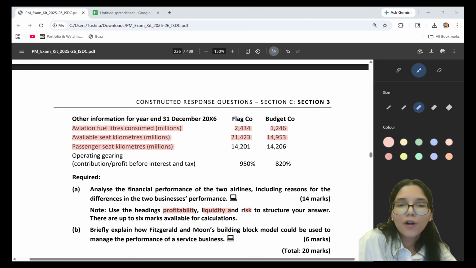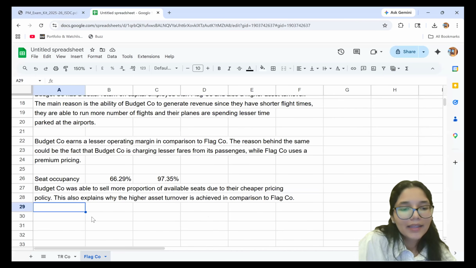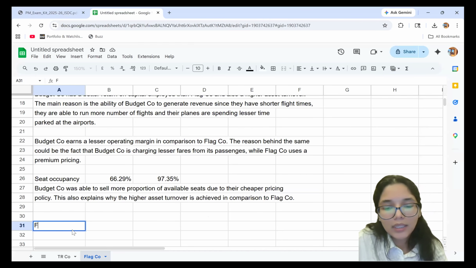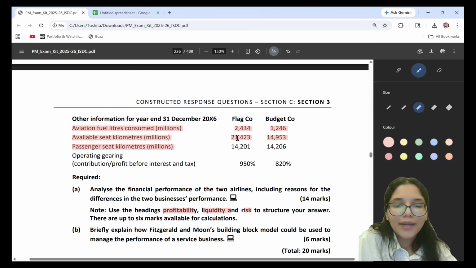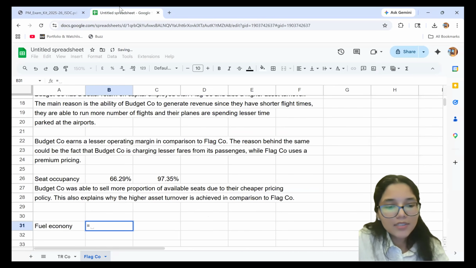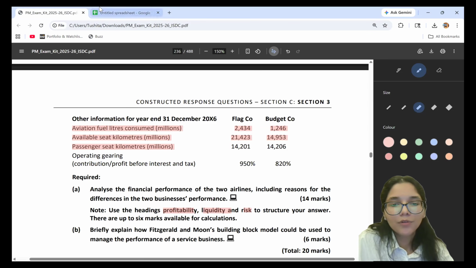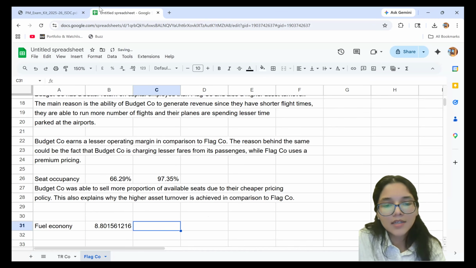We can see that for the kilometers that they were planning, how much fuel were they planning to consume? So their available seat kilometers, we can divide with the fuel liters that they have consumed. So I can have a look at my fuel economy. So in my fuel economy, firstly for flag company, for 21,423 kilometers, I was planning to consume 2434 liters.